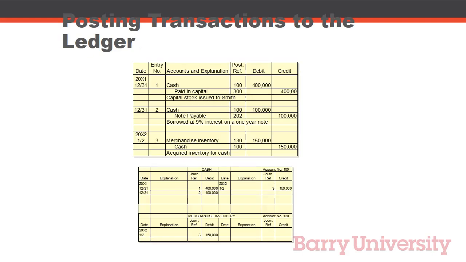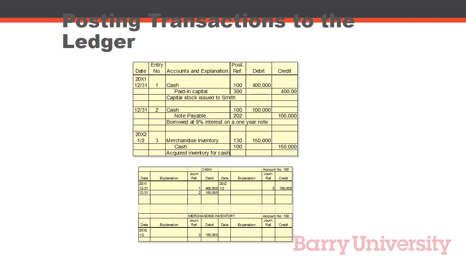At the top, we have the journal. The information was recorded into the accounting system in chronological order, transactions 1, 2, and 3. At the bottom, we have the ledger account. At the top, we have cash. Cash was increased through transaction 1 by $400,000. It was increased by transaction 2 by $100,000, and it was reduced by transaction 3 by $150,000.